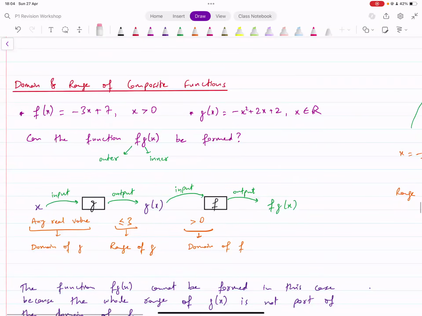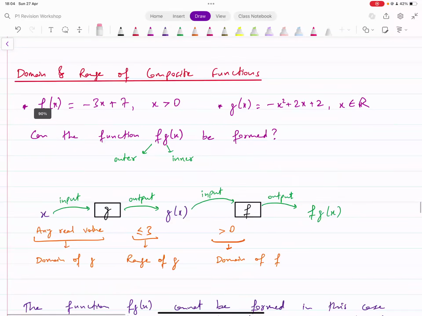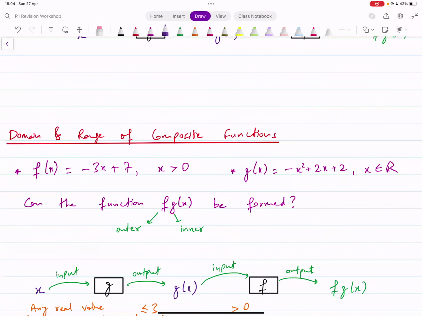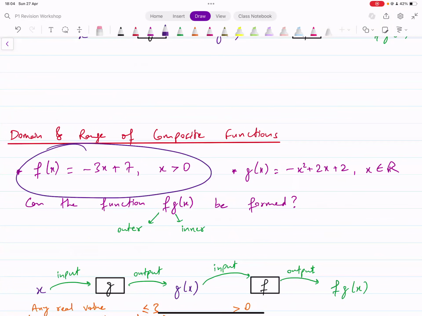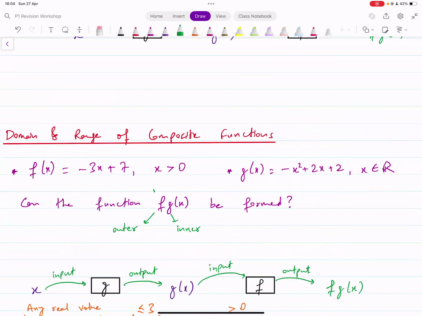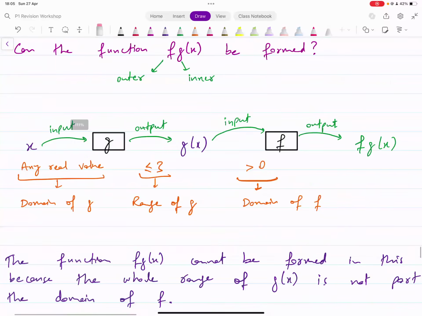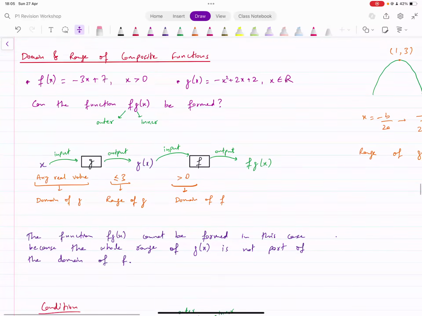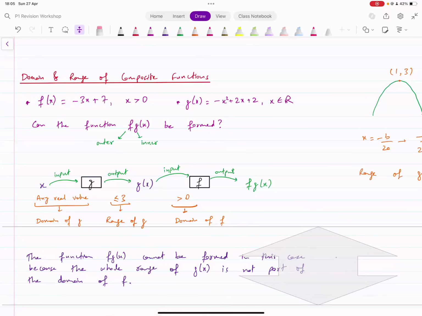Now, this gives us something very important about the domain and range of composite functions. So you'll have problems like these where they say you have a function f of x that looks like this, and another function g of x that looks like this. And you want to figure out if the function fg of x can be formed or not. In this, we consider the function f as the outer function, and the function g as the inner function. The function that comes first, we call the outer function. The function that is close to x, that comes after, we consider the inner function. Now, there's a condition for the function fg of x to be formed here, and this is what that condition looks like.